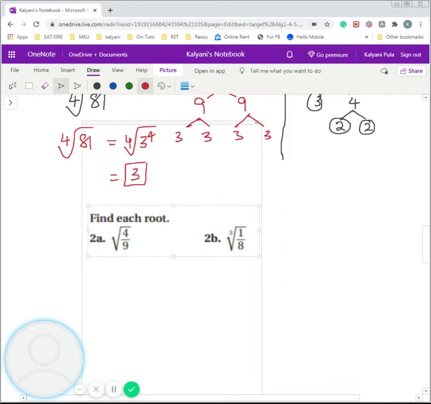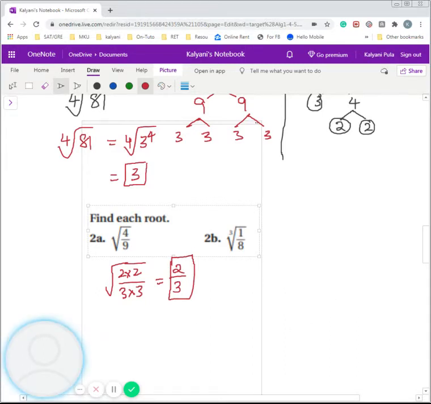Okay. That's good. Thank you for asking. So the 4 ninths, you can do this. Basically, 4 I can write it 2 times 2. The 9 I can write it 3 times 3. So your answer is, since it is square root, you take 1 of the 2s, and then 1 of the 3s. So that's 2/3. Okay?